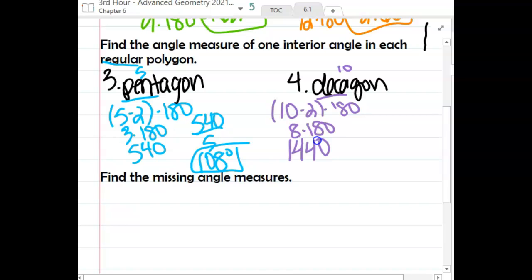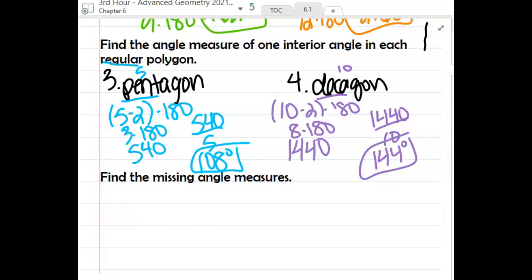Is that what I was looking for? No, because that's all of the angles together, right? I want one of the angles, so what else do I need to do? Divide by 10. There's 10 angles. If the total is 1,440 divided by 10, each angle is going to measure 144 degrees. Okay, questions on those ones?